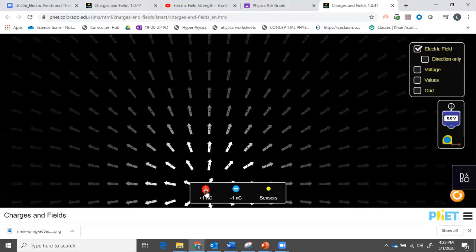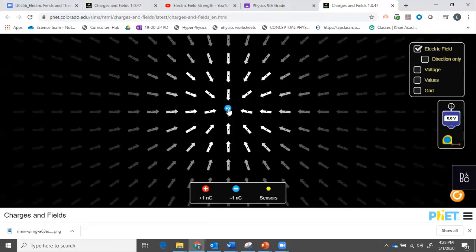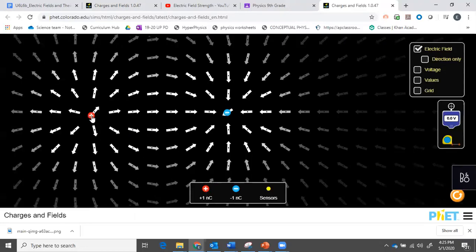I'm going to remove this guy. So let's put a negative here. So we see basically the same situation, except the difference now is that the arrows are pointing towards the center of the negative charge. So as a convention, electric field lines point towards a negative charge, and the field lines for a positive charge point away.